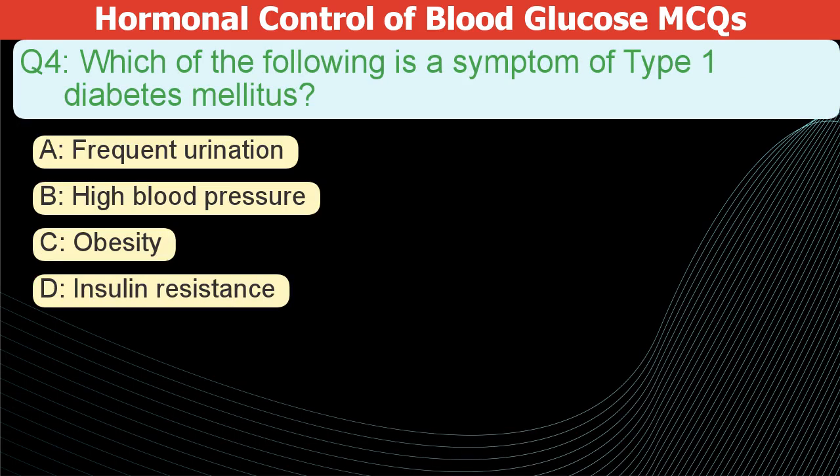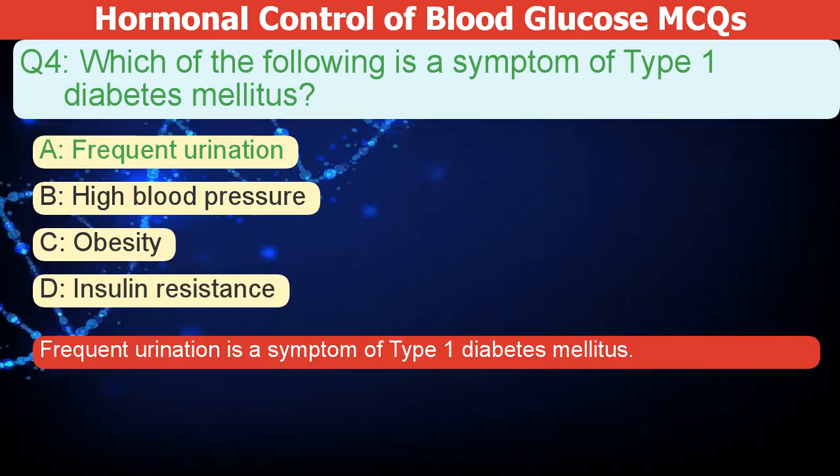Which of the following is a symptom of type 1 diabetes mellitus? A. Frequent urination. B. High blood pressure. C. Obesity. D. Insulin resistance. The correct answer is A. Frequent urination is a symptom of type 1 diabetes mellitus.